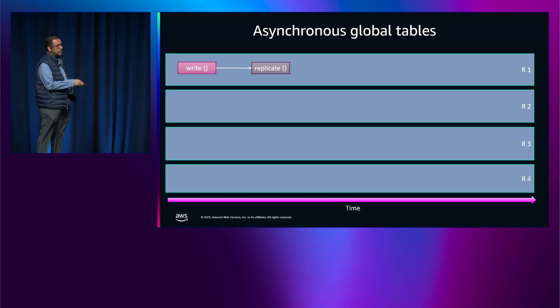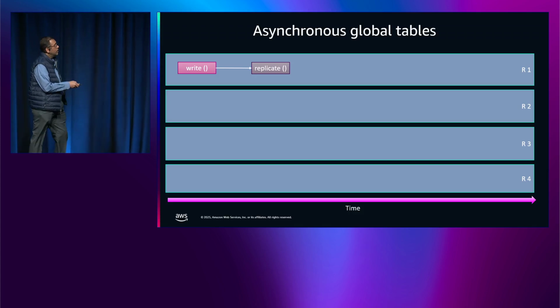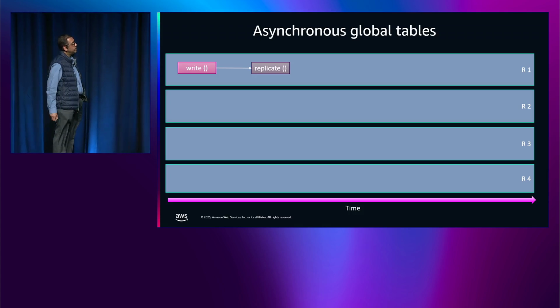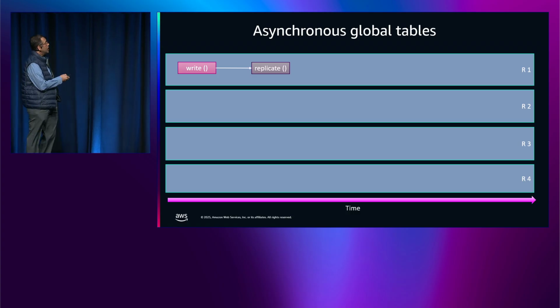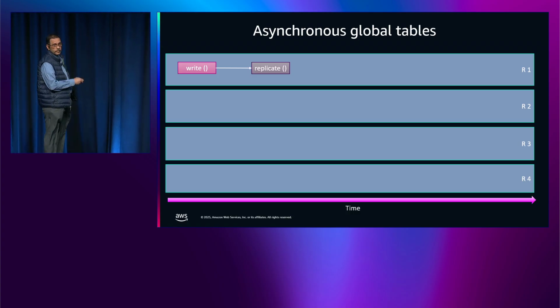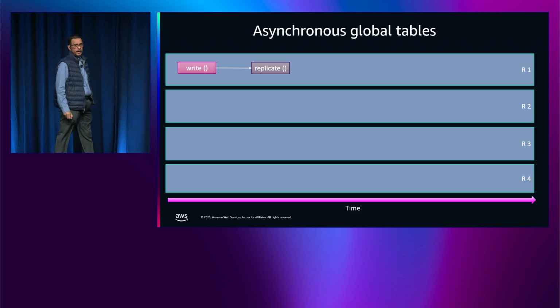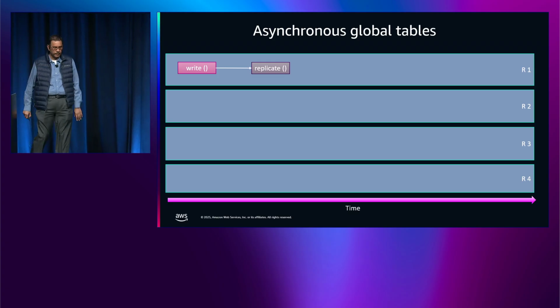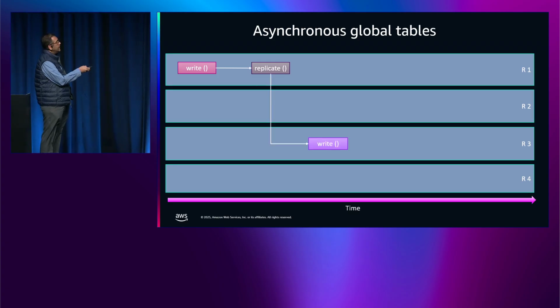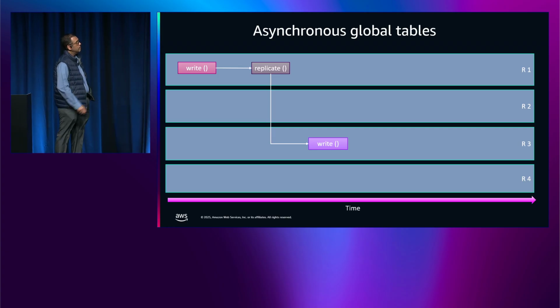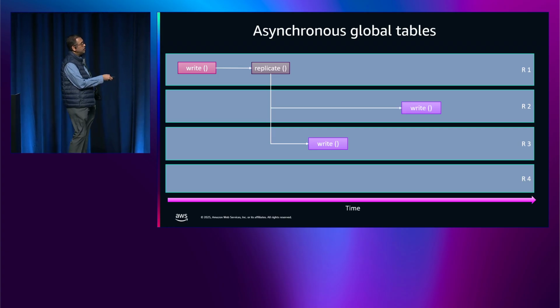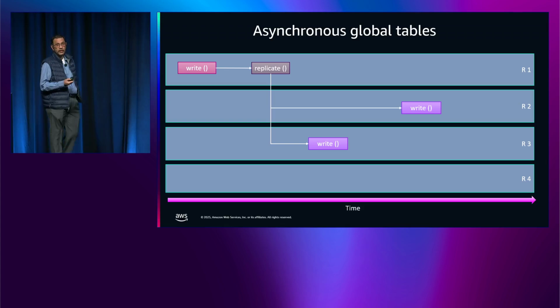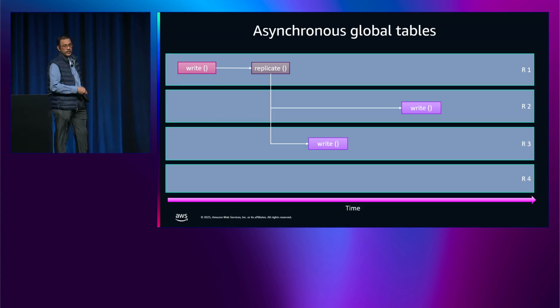Time progresses forward. We have 4 regions here in this picture. I perform a write in region 1. That write is durably recorded in region 1 and is then replicated to region 2. Everybody good with this representation so far? Yes? Okay. That replication makes its way over to region 3. That replication makes its way over to region 2, but at a different time. Each of these is an independent replication stream.